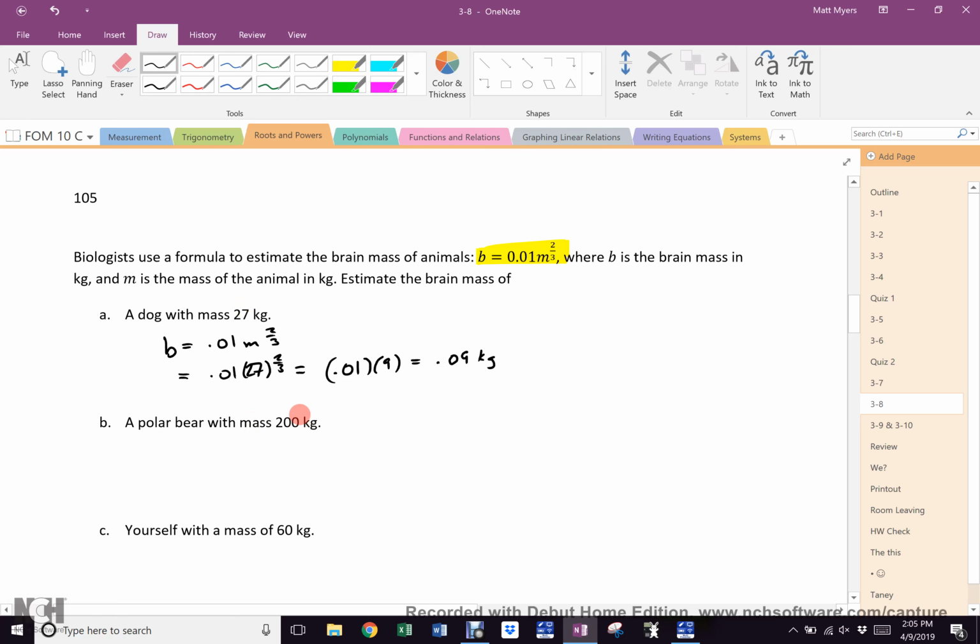So let's check a polar bear. B equals 0.01 m to the 2/3. 0.01, what's going in for m? 200 to the 2/3. Now I've got to punch that into my calculator. Is my calculator smart enough to do BEDMAS? Yeah, it is. So I can punch that in exactly how I see it. What would you punch in?